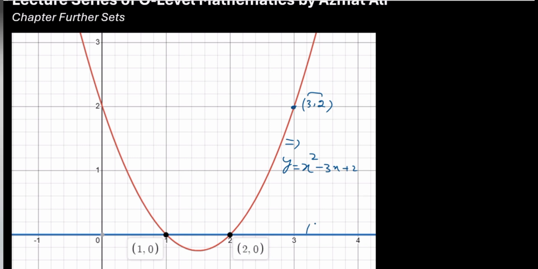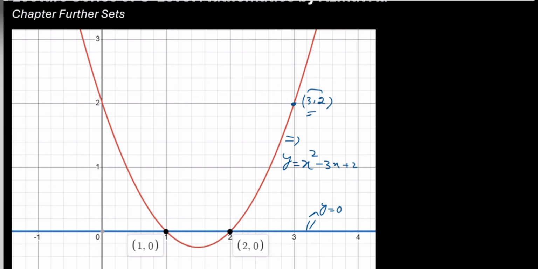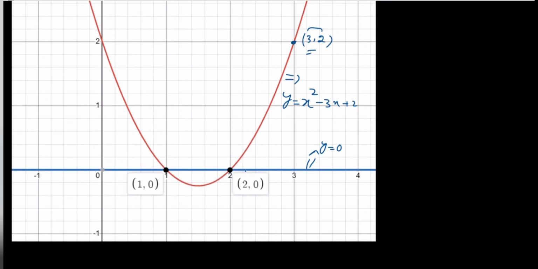This is my line y is equal to 0 here, that is actually the x-axis. Now this point is not in the intersection, or I can say that this point does not lie on both line and curve. So the 2 points that lie on both curve and line are, one is 2 comma 0 and the other is 1 comma 0. So these are the 2 points that lie on both the curve and line, and we will accept only these 2 points in their intersection.